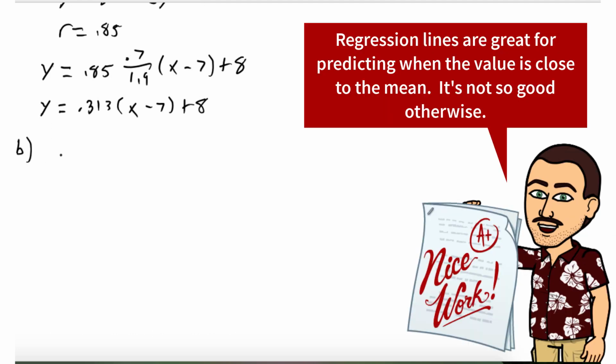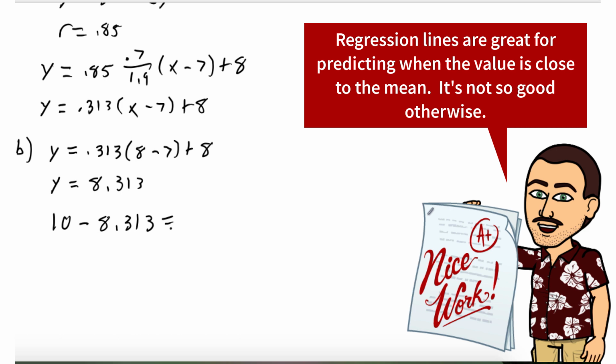For B, we want to predict the newt's weight based on its length of 8 centimeters. So y is equal to 0.313 times 8 minus 7, that's just 1, plus 8. So we would predict that the newt would weigh about 8.313 grams with that length. But our measured weight was 10. So to find the residual, we subtract 10 minus 8.313. And we see that our observed weight is 1.687 grams heavier than what we predicted.